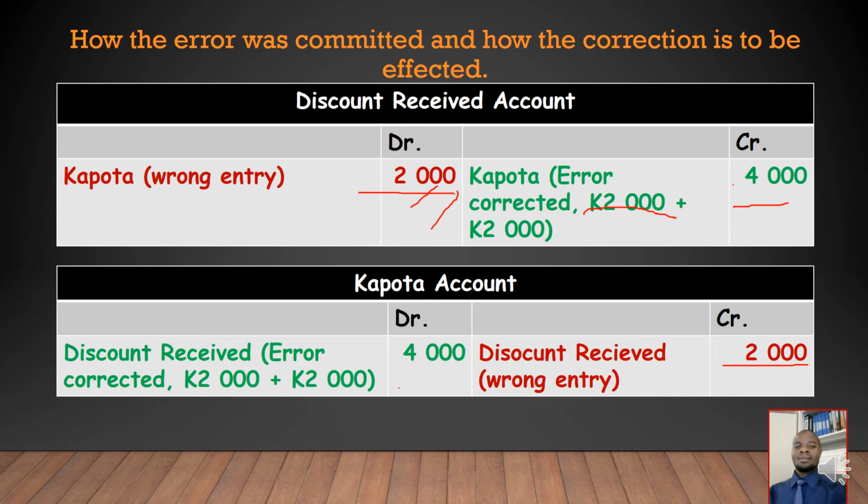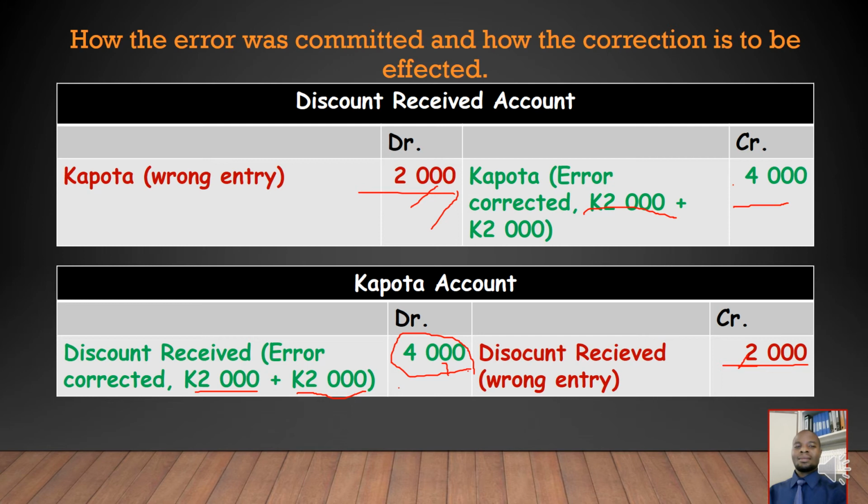It's the same thing that we're going to do with Kapota account. The amount that was entered on the credit side should be cancelled by the first $2,000 on the debit side and by making an entry of another $2,000 on the same side, thus making an entry of $4,000. The first $2,000 cancelling this $2,000 error that was made, and the other $2,000 being the actual amount that should have been entered there. How will this be shown in the journal?